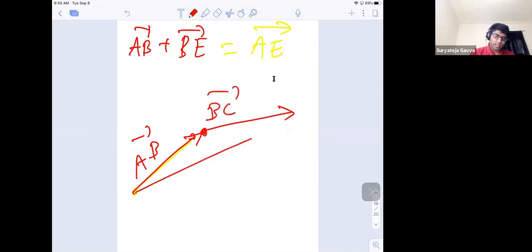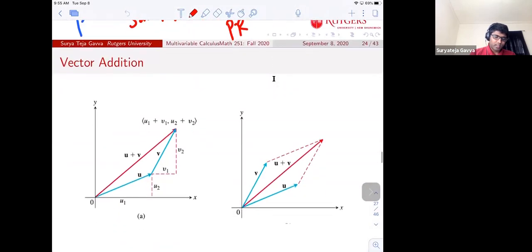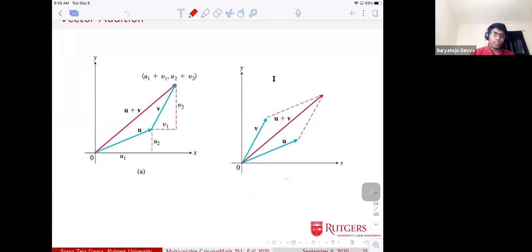So this is a basic picture that you should remember. AB plus BC is AC, and once you have this, we can add vectors. Okay, so that's what he's saying. So if you have u and v, this u plus v is the vector.